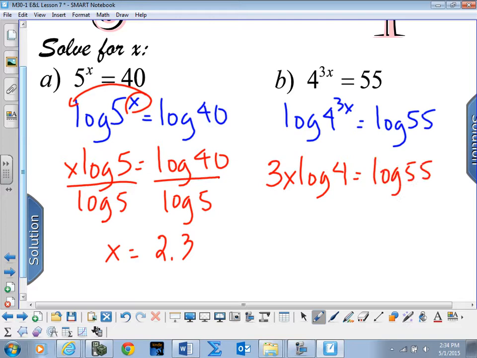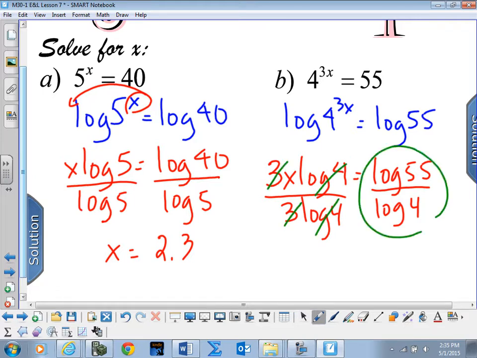Now I want to isolate x, so I'm going to divide by the 3 as well as the log 4. You can do it in 2 steps, but there's no need. We can do this all at once because the 3 cancels, the log 4 cancels, and this is what we would divide both sides by: 3 log 4.